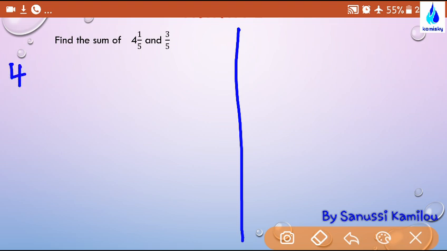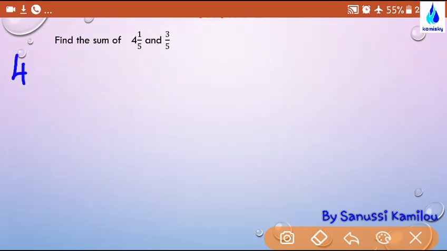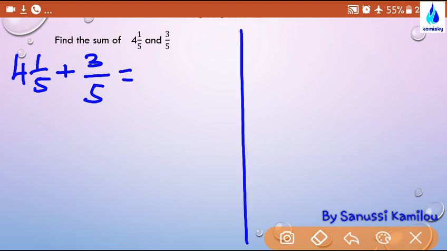We are saying 4 whole number 1 over 5. So we should find the what? The sum. So it's the same as addition. 3 over 5. This time around, the second one is not having a whole number.